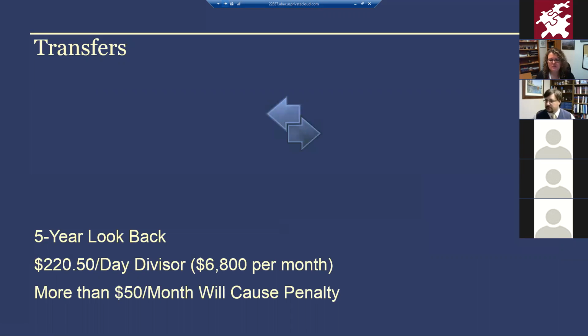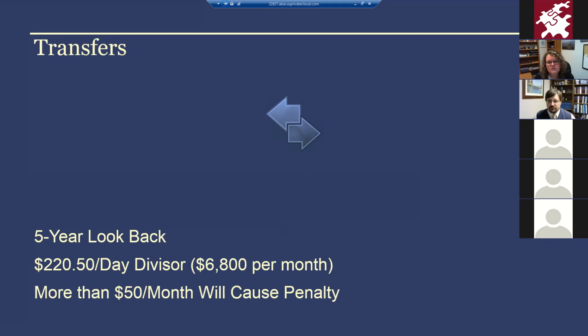All right, transfers. This is where we get in trouble. It's really important to figure out prior to submitting a Medicaid application if there have been any transfers that could disqualify somebody from Medicaid eligibility, because there are some things you can do to cure that. But Medicaid has a 5-year look back period instead of 3 years like the VA. And there is no cap on how long that period of ineligibility could be.